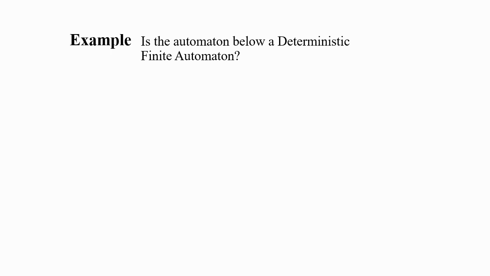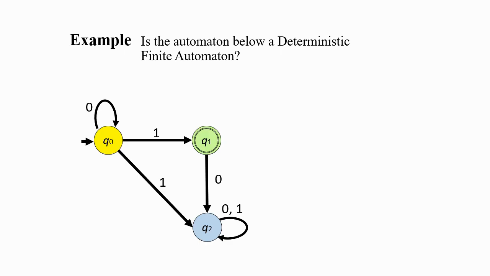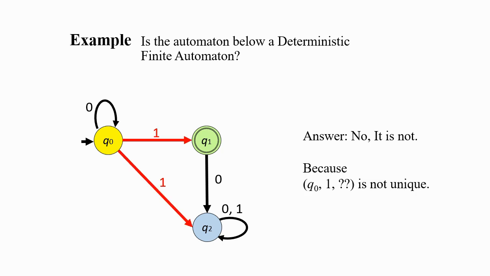Example 4. Is the automaton below a deterministic finite automaton? So this is the transition graph. Now the answer is no, it is not. Why? Because here from Q0 we have two edges going out with the same label 1, but going to different states. So it is not unique.